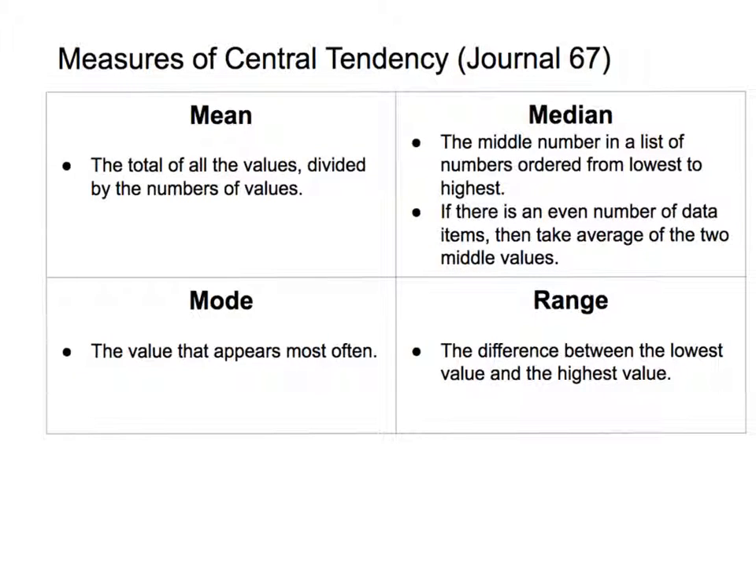This is Journal 67. We're going to be starting our new chapter, which is going to be over statistics. Now, the first thing when we're first learning about statistics is learning about the measures of central tendency. So if I have a lot of data points that I've collected and I want to summarize all this data and find maybe the middle ground of this data, I would have to calculate something called the mean, median, mode, and range.